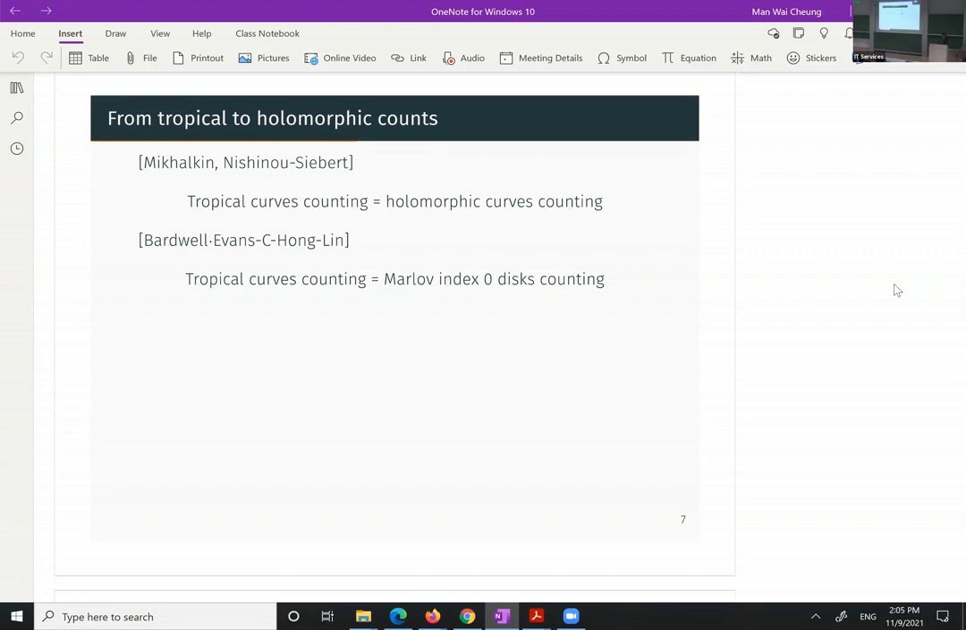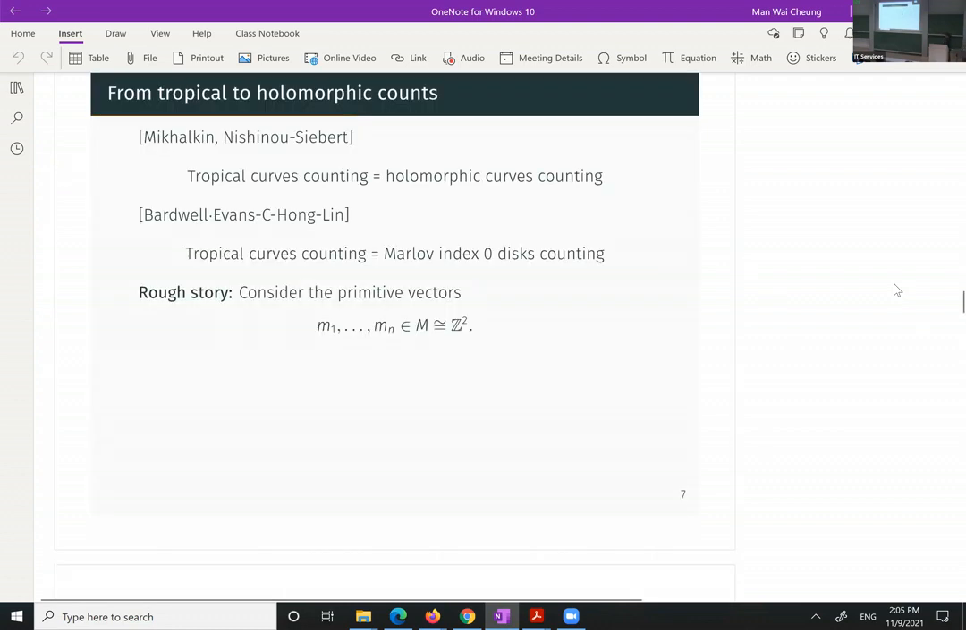Here we have Maslov index 0 because, like in Mark's talk, we take out the boundary, so the intersection is 0 here. So this is what we have, and here is a super rough story that we can have in mind.